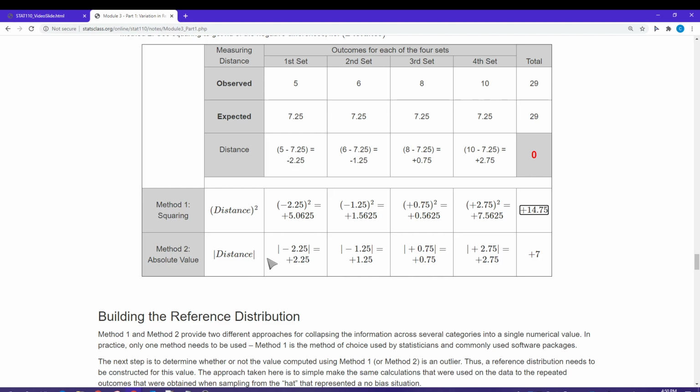I could also use the absolute values, and here I would get a value of 7 if I did that approach. Now we don't need to do both approaches here. We just need one measure of how far away I am from the expected. And the measure that we tend to use here is method 1. Method 1 is more common than method 2.